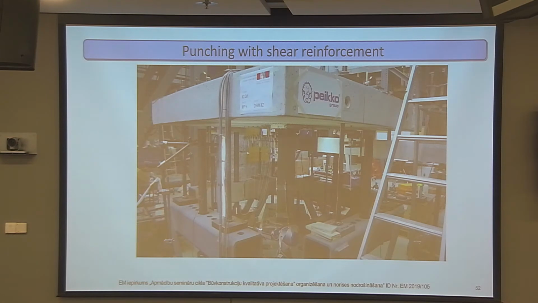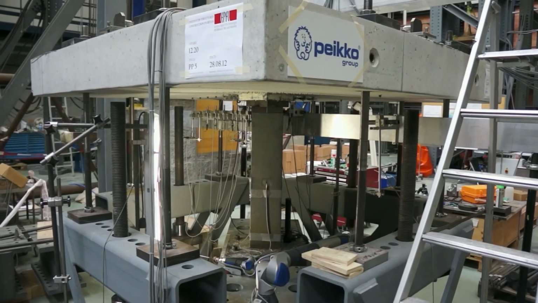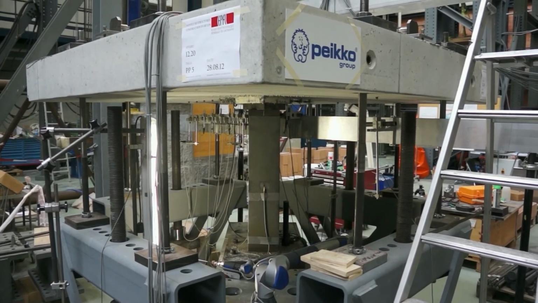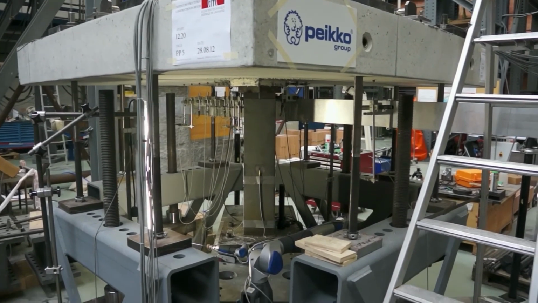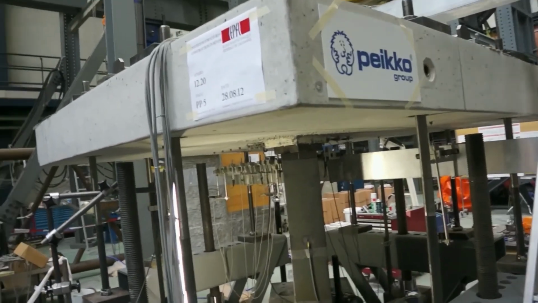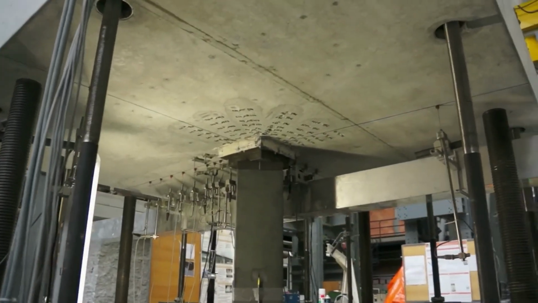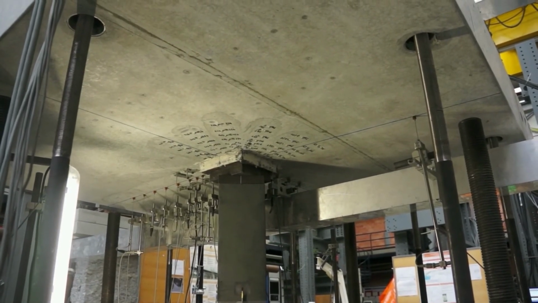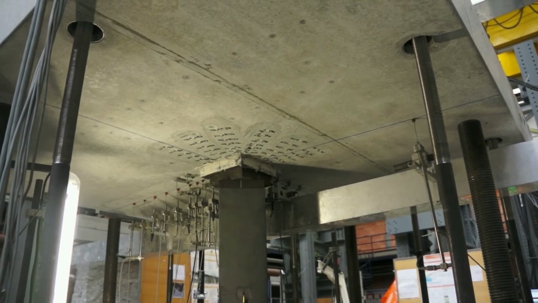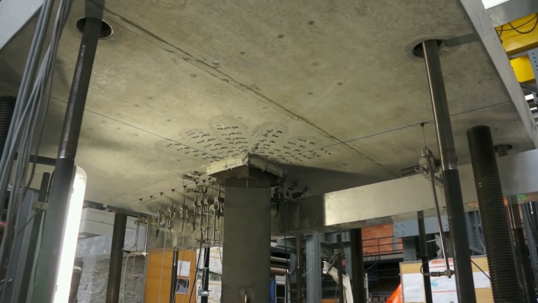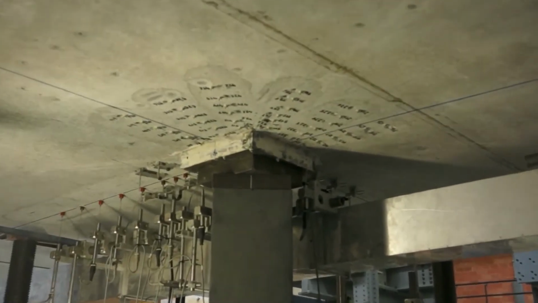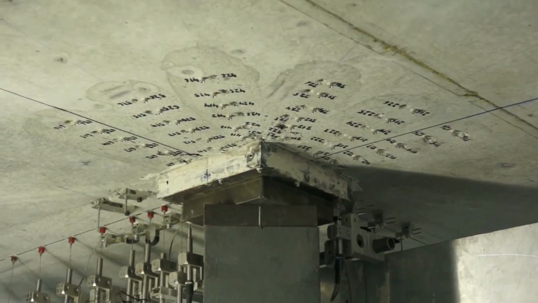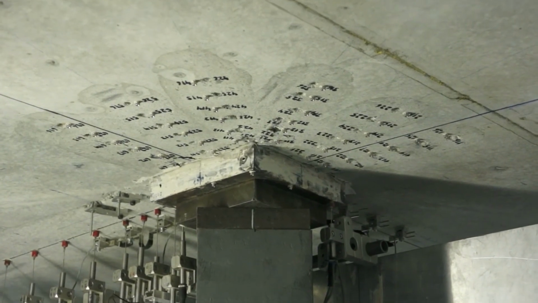So now, if we have shear reinforcement, then during the test, the behavior will be quite different. It's too bad we don't have sound, which means you don't hear anything during this test. It's quite quiet. Now you see actually some concrete. This is subjected to quite large rotation already. You see some concrete is falling off from the edge of the column.